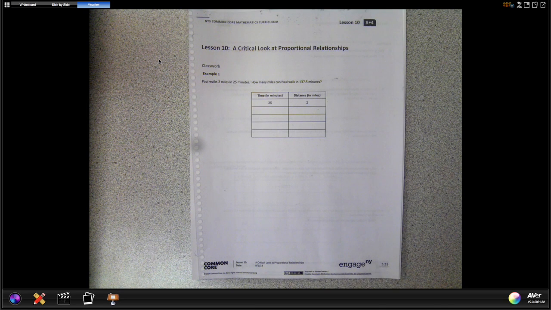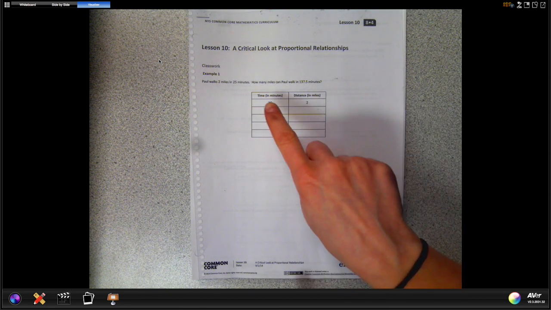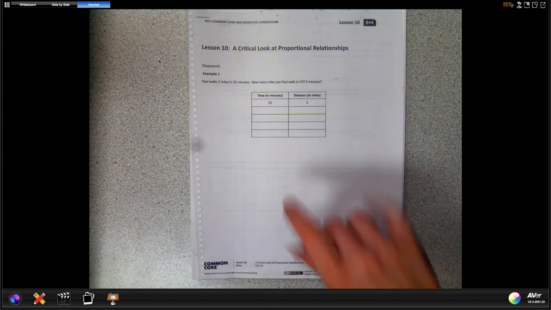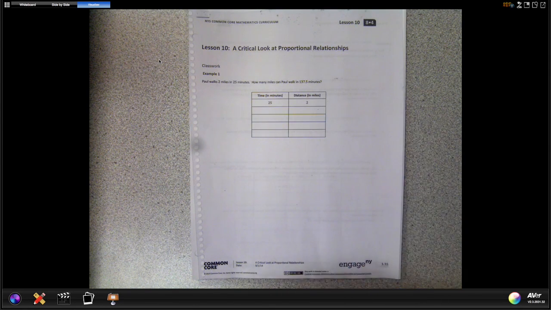On page 35, example 1 says, Paul walks 2 miles in 25 minutes. How many miles can Paul walk in 137.5 minutes? It starts us with this table of time versus distance, and it fills in 25 and 2. We've done many of these tables throughout math, and we're going to do another one here to help us build a proportion, okay?